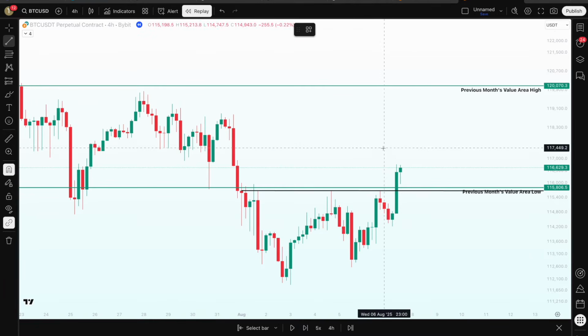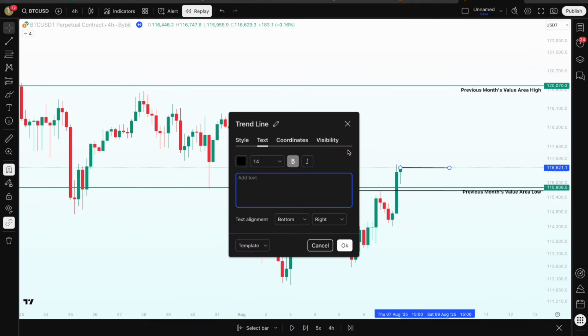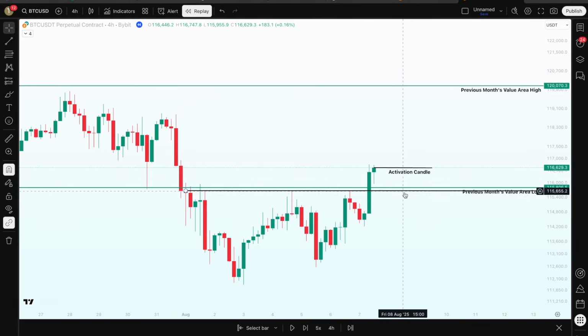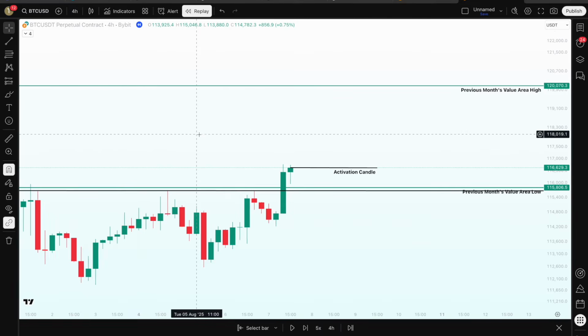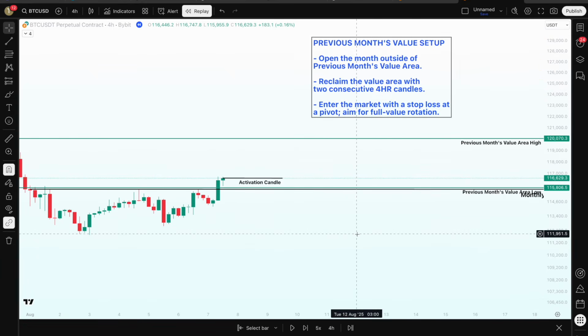Now, I'm going to have a trend line right here, and I'm going to write down on that one the activation candle. Right, so this is when the setup was activated. Why this matters a lot is, let's go now and talk about how to trade this thing.